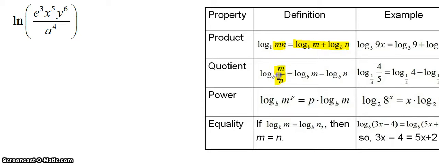When you divided, you subtracted. So if I had x to the third over x squared, you'd subtract those and get x to the first. Same thing. When you divide, you're going to subtract the logs themselves.